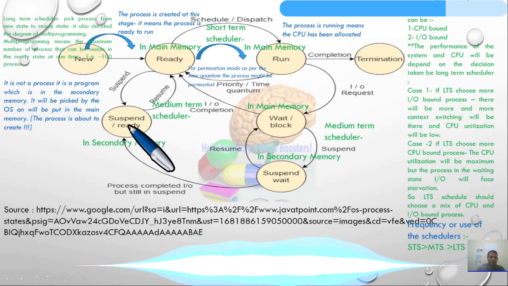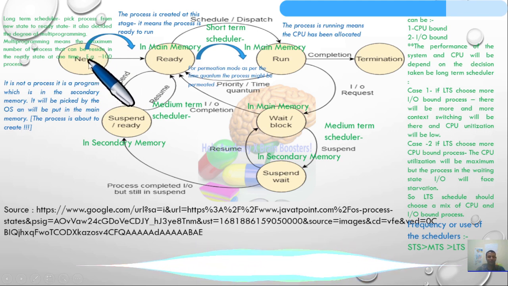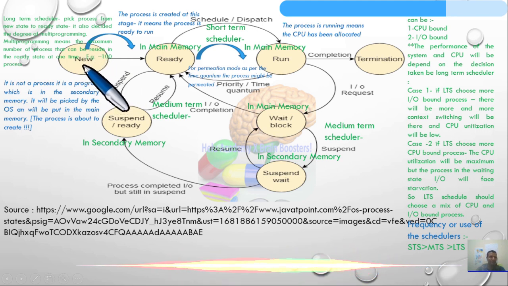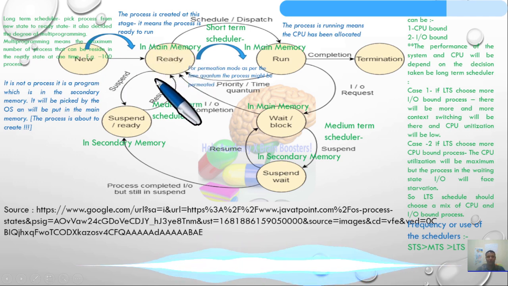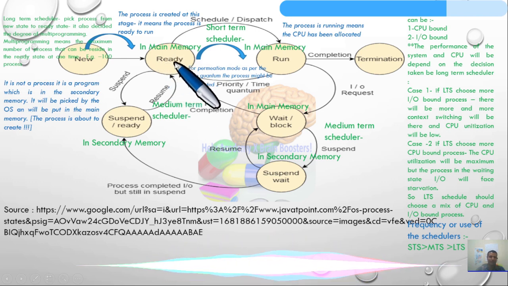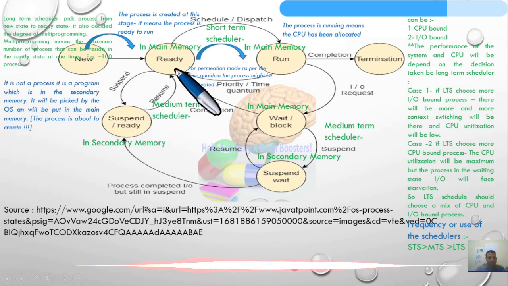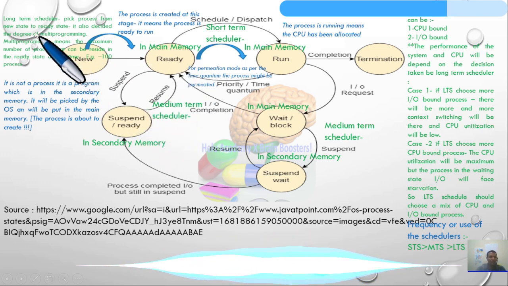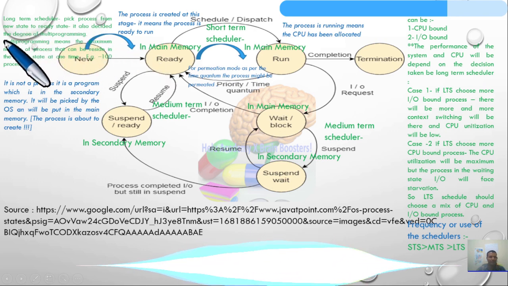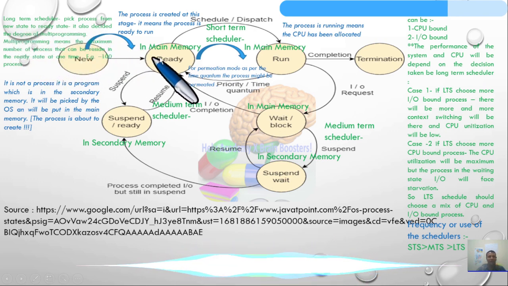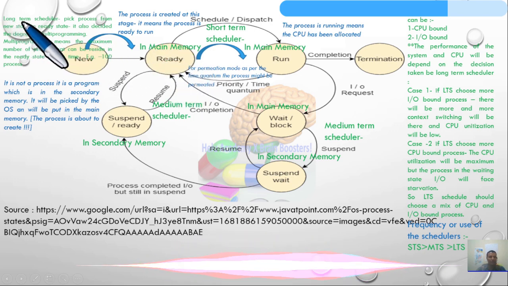This suspend ready is also the same, because when programs came from the new state to the ready state, the RAM might be full. So the operating system will take it from the ready state to the suspend state, and later resume it. That is the long-term scheduler here. The long-term scheduler picks processes from the new state to the ready state. It also decides the degree of multi-programming, because how many programs should stay in the ready state is controlled by the long-term scheduler.